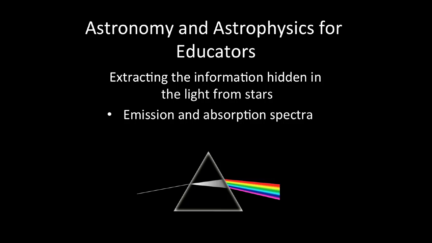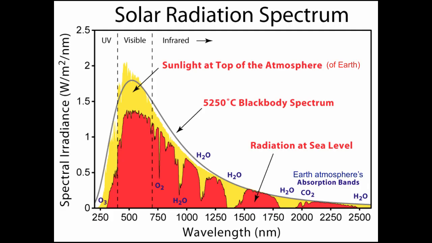In this lecture, we're going to talk about emission and absorption spectra and how they contain or encode details of the chemical composition of stars, as well as containing extra information about the mass and radius of stars. Here's the sun spectrum.